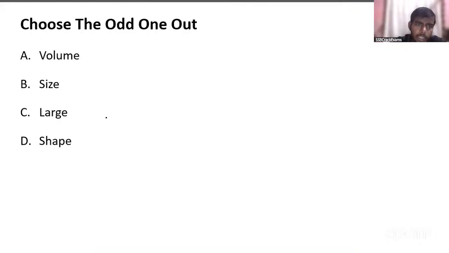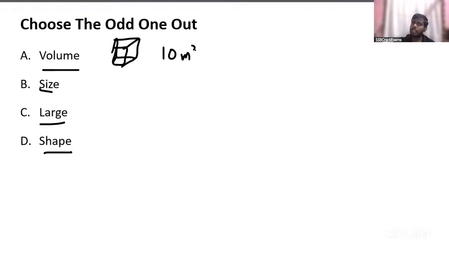Okay, let's choose the next one. What is the next one? Volume, size, shape, large. One is different. One is something about volume. Volume is okay, I know it differentiates. If I say one is of this much volume, means 10 meter cube. It can mean meter cube or liter or any unit, whichever you want. Another is 100 meter cube. So it means I can compare the two values with volume, right?